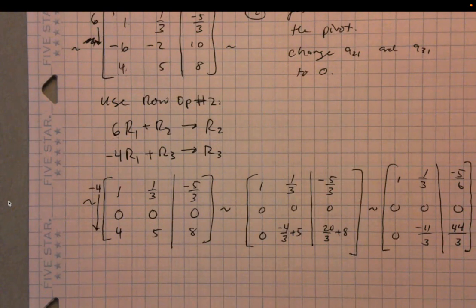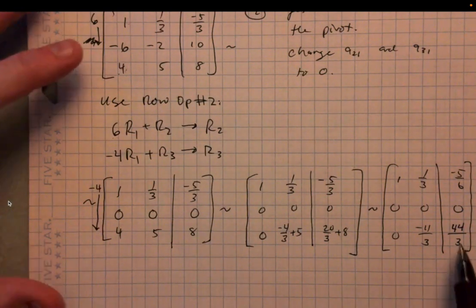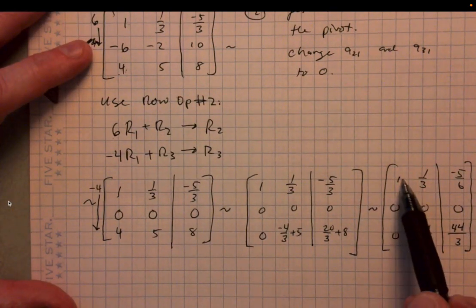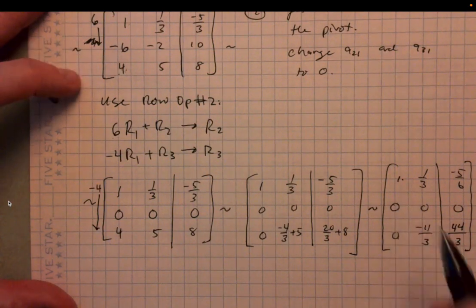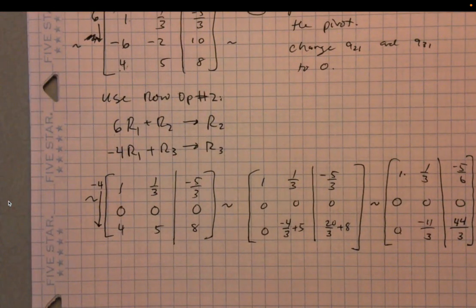All right. And very good. So now we've got a 1, a 0, and a 0. Okay. So what comes next?